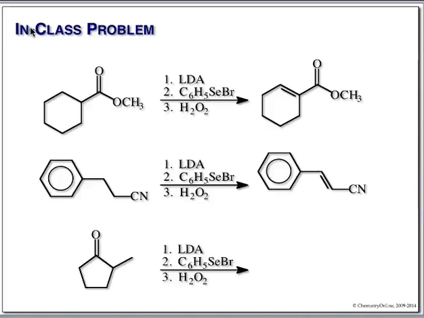And finally, LDA, this, that. We're going to form an enolate here, again remembering Zaitsev's rule. This carbon will attack the selenium. We will oxidize the selenium and make the alpha-beta unsaturated ketone. Any questions?